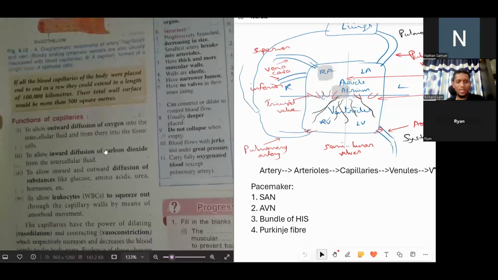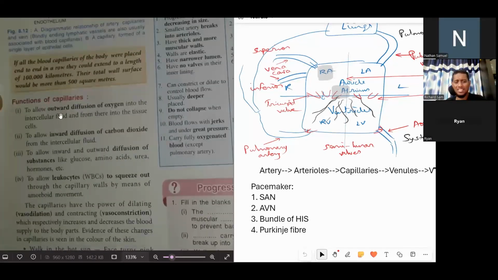Why do the capillaries have to be so small and thin and have so much surface area? Through the walls, what happens? Oxygen goes out. Carbon dioxide goes in. Glucose and all the nutrients also go out of the capillaries to the neighboring cells, and leukocytes, WBCs, squeeze out through an amoeboid type of movement.